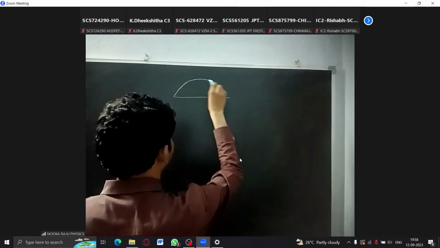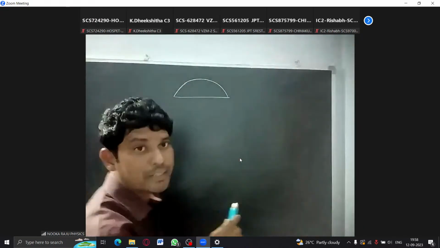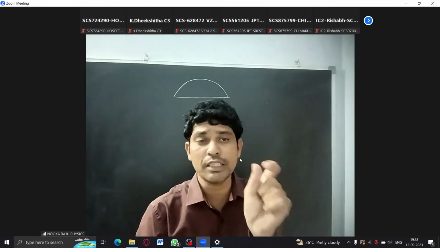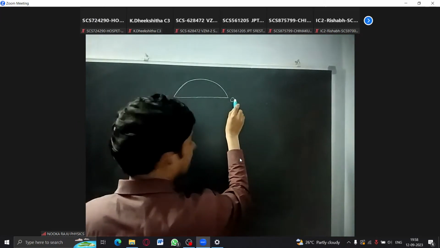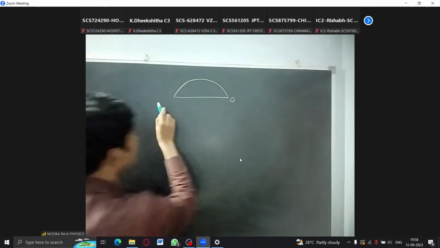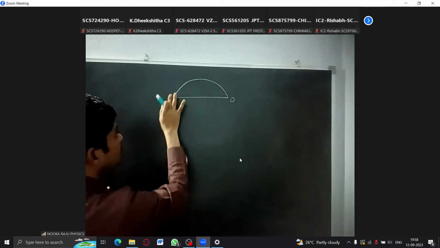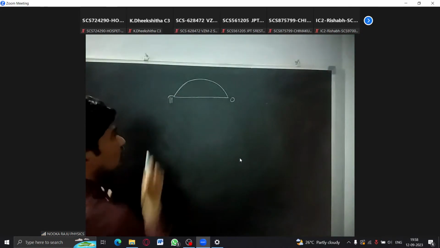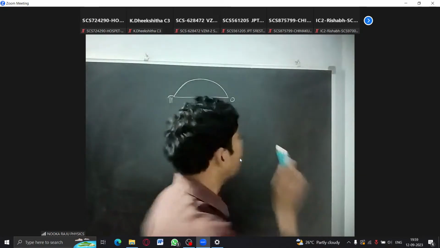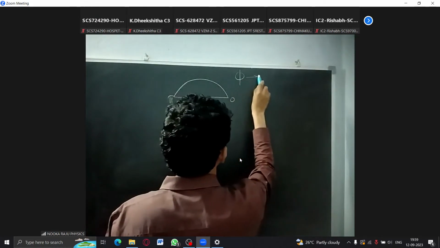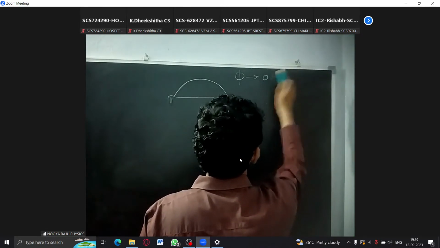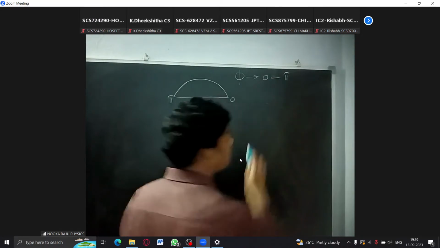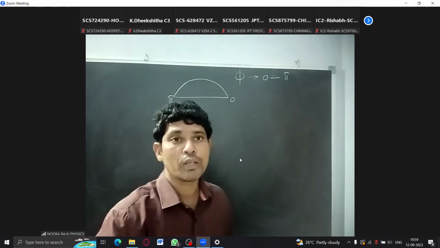Here also I said one point: what is the angle actually? d theta is nothing but the width of the semicircular ring. The semicircular ring angle starts from 0 to pi, because this is a semicircular ring. So simply remember the angle starts from 0 and ends with pi. The value varies from 0 to pi. Is it okay?